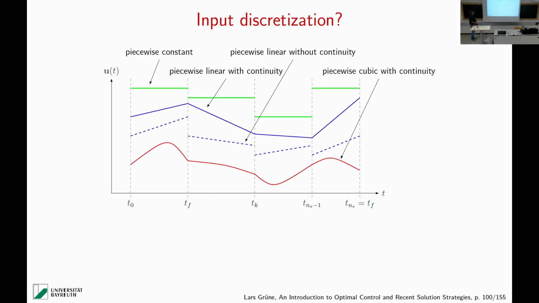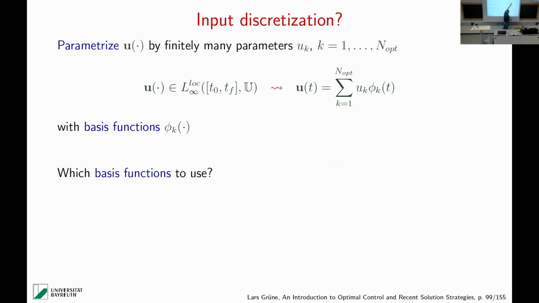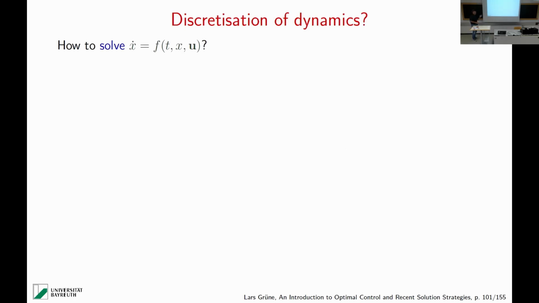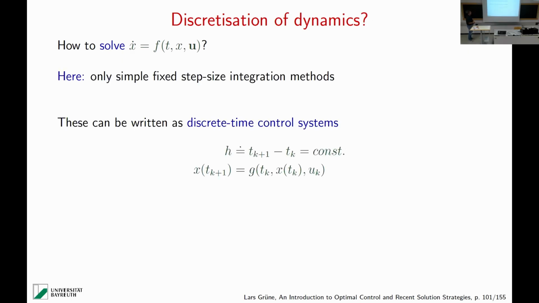So there are lots of different ways, and you can write all of them in this form, as I have it up here, where phi k just has to be chosen the right way. Okay, so as I said, piecewise constant is, I guess, the most widely used choice. So the simplest and the most widely used. Also because if you really have a real-world system, it's easy to implement, right? You just keep your control input constant on small time intervals and change it from one time interval to the other. And the second is how to discretize, how to solve the differential equations.